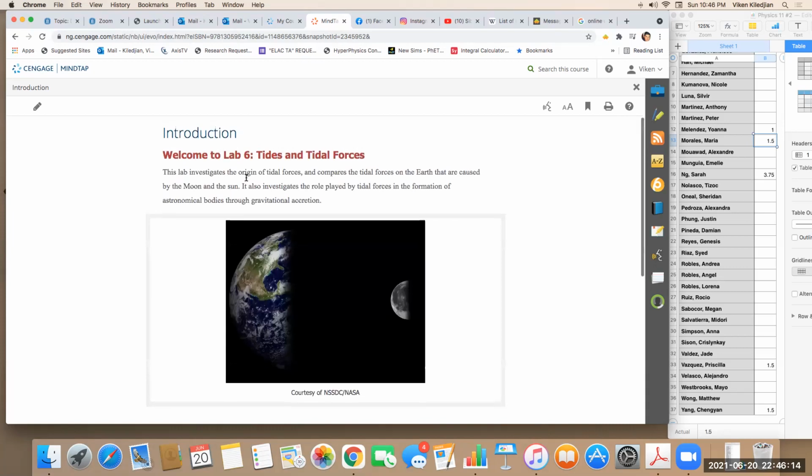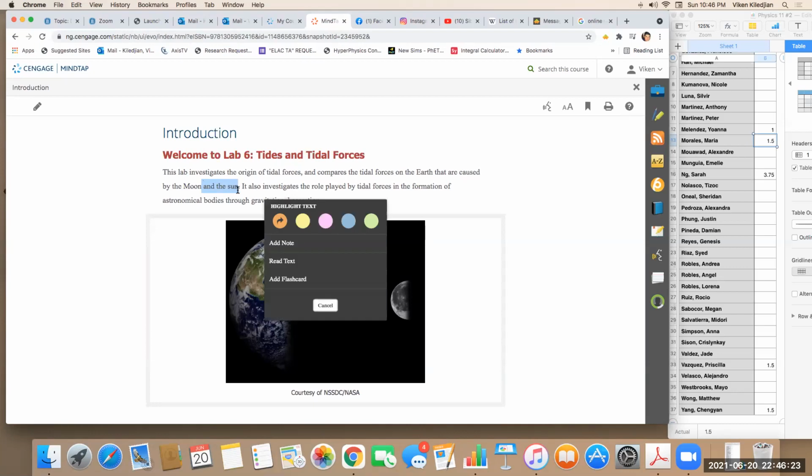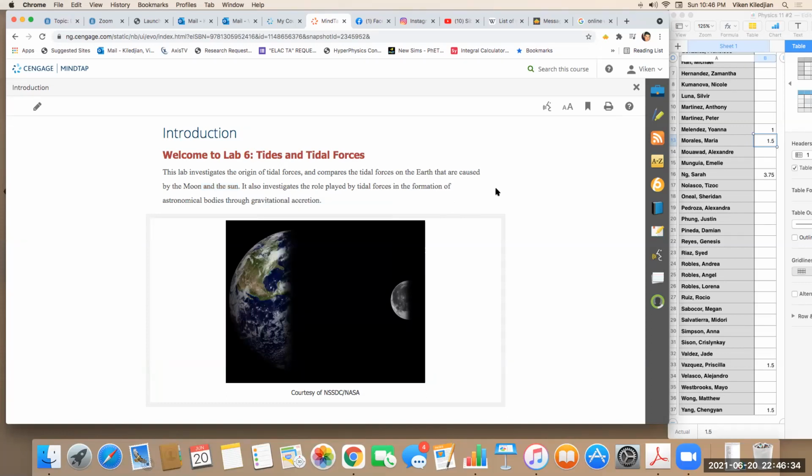Okay, this lab investigates the origin of tidal forces and compares the tidal forces on the Earth that are caused by the moon and the sun. So not a lot of people realize that the sun also causes some tides on the Earth, even though the moon is more dominant. The moon is the primary reason that we have tides, but the sun also causes tides. So it also investigates the role played by tidal forces in the formation of astronomical bodies through gravitational accretion.